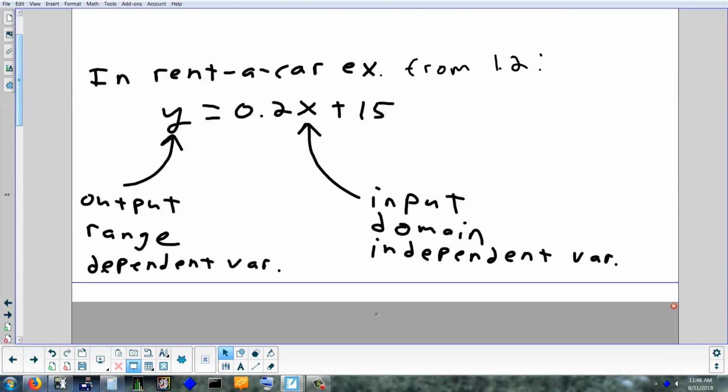So X is your domain. It's your input. It's also called the independent variable. It's basically what you are allowed to plug in for. Y is the output. It's the dependent variable. It's also called the range. So just different names for the X and Y variable, most of which I think you've probably heard before.